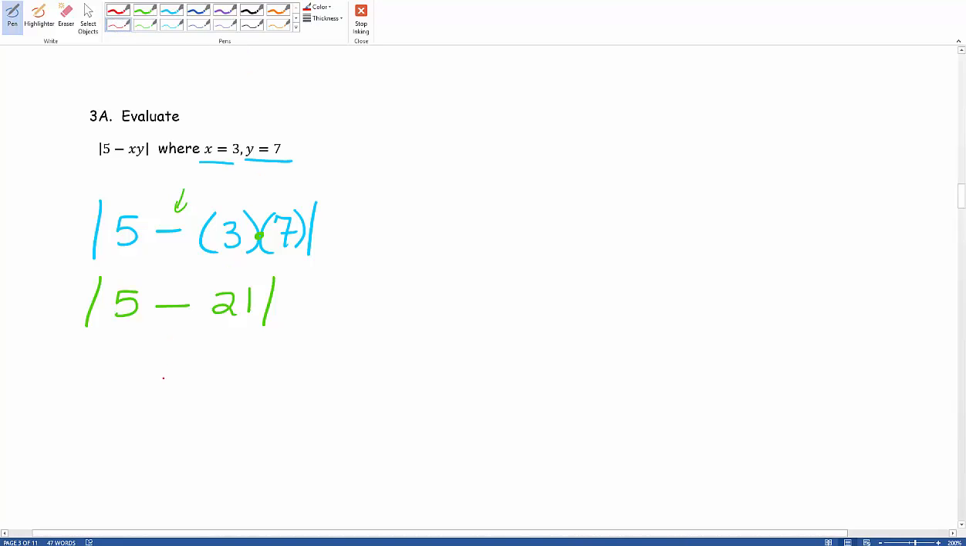Next, we can subtract these two. We end up with 5 minus 21 gives us negative 16 inside that absolute value. And then finally, the absolute value of negative 16 just comes out to be regular positive 16. So again, this would be our simplified version for problem 3a from target 1.